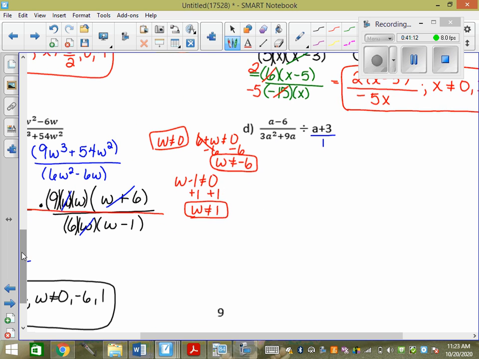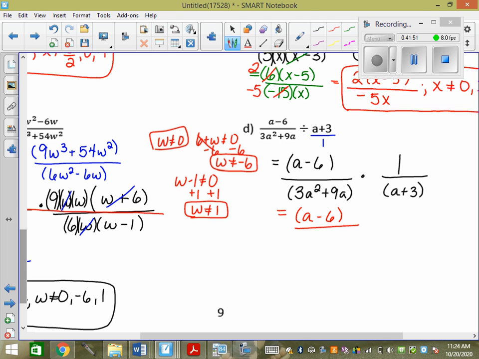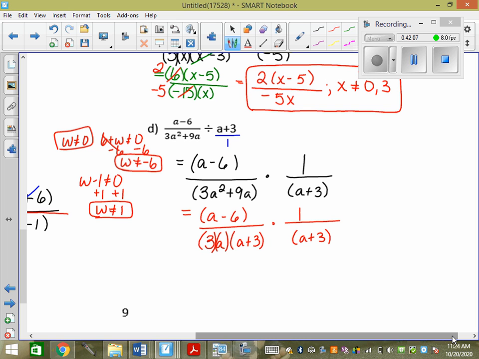Then we have D. So we're going to get A minus 6 over 3A squared plus 9A times 1 over A plus 3. And then I can't do anything to the top left, so I'm going to go A minus 6. The bottom left, I can take out a 3A. And then I'm left with A plus 3. And then I have 1 over A plus 3. My non-permissible values are going to be A and A plus 3.